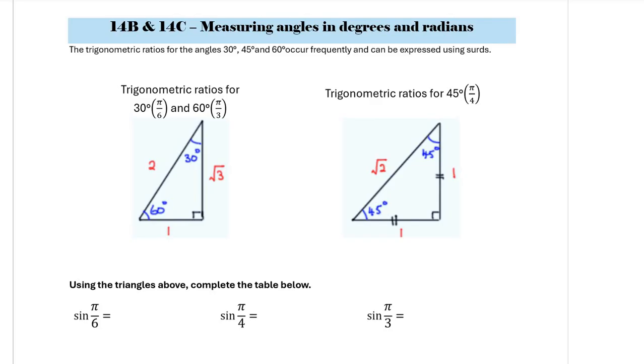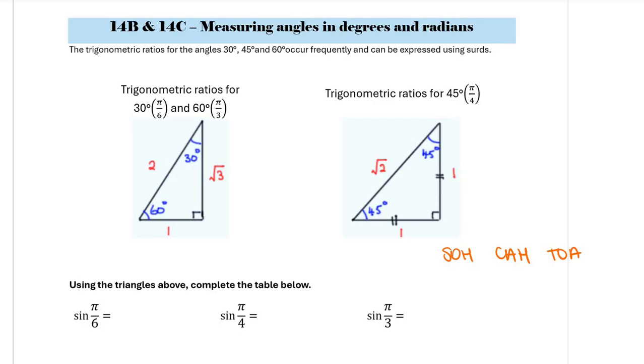Now all your exact values are your ratios, so your usual SOHCAHTOA. So sine being the ratio between the opposite side of the angle and the hypotenuse, cos being the ratio between the adjacent and the hypotenuse, and then tan being the ratio of the opposite to the adjacent.